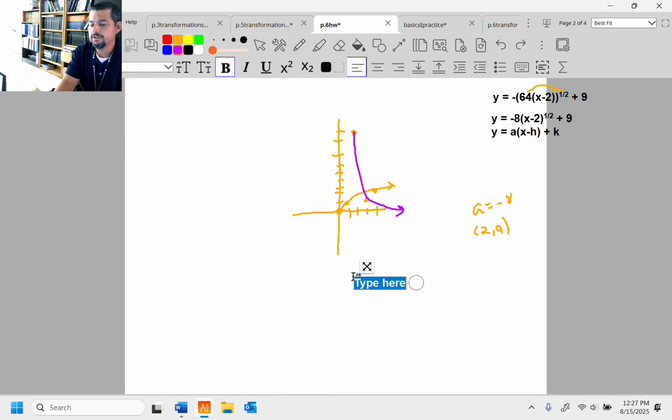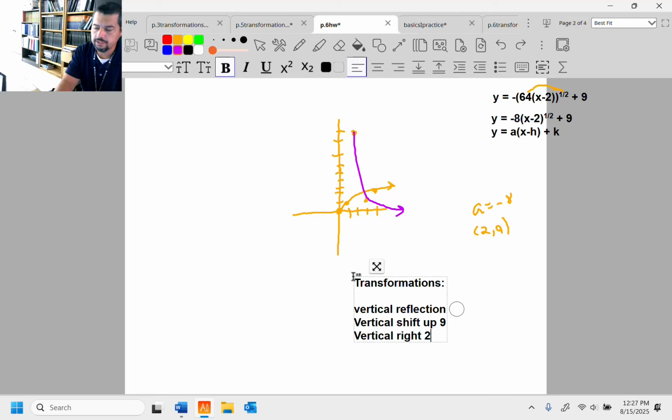Our transformations here. There is a vertical reflection. The kid is upside down. There is a vertical shift. It comes from H. Remember, H is 9, up 9. There is a horizontal shift, right 2, because H was 2. And there's obviously a stretch, because this thing is a lot taller. There's a vertical stretch factor of 8.